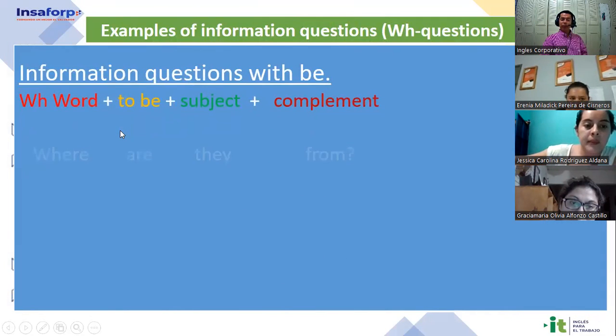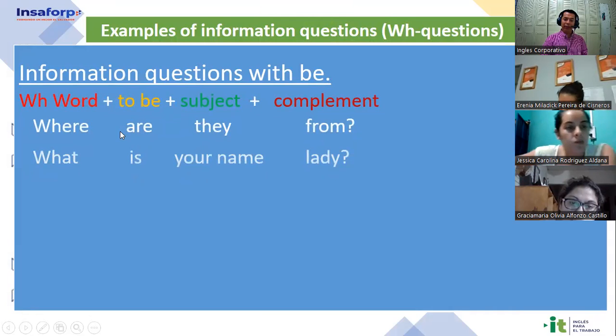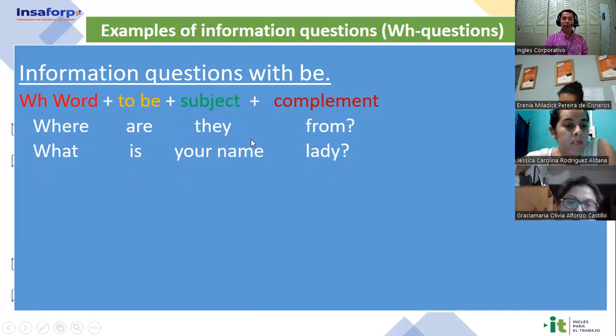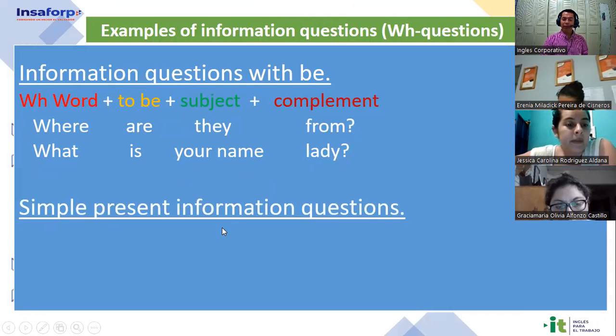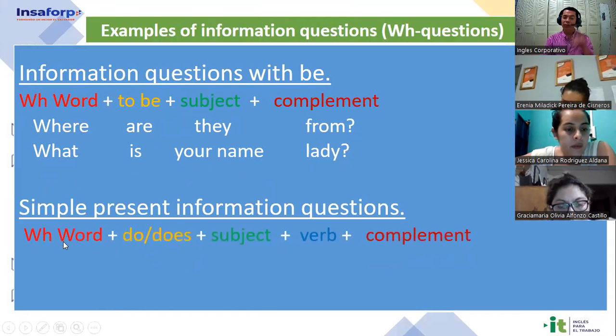Aquí tenemos un ejemplo con el verbo to be, ¿verdad? Usted me preguntaba aquí, where are they from? And what is your name, lady? So those are examples with verb to be. Pero ahorita estamos focalizándonos con el presente simple, no con el verbo to be. Así que, listen. W is word, one. Auxiliary do and does, two. Subject, three. And verb, four.